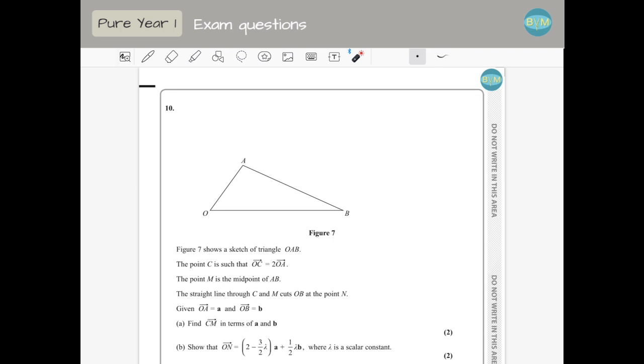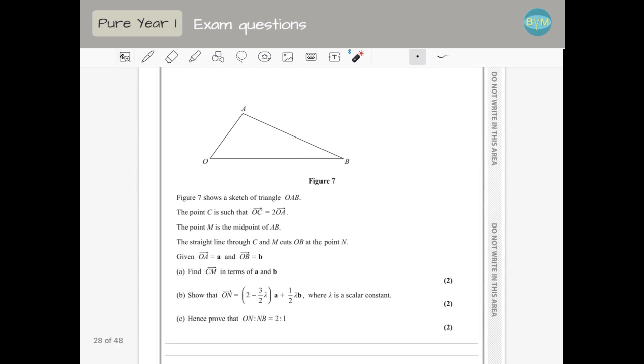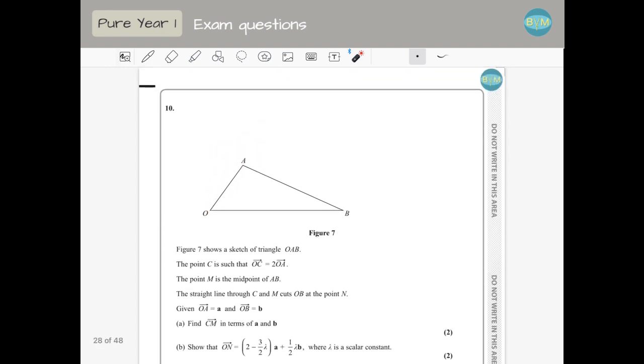Hello, this is question 10 on your June 2019 paper 2 from Edexcel, and it's a vectors question. This figure shows a sketch of a triangle. Point C is such that OC is 2 times OA. So we have OA, and OC is 2 times that, so we can extend this double. The point C should be somewhere here.